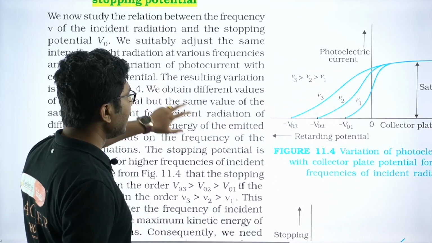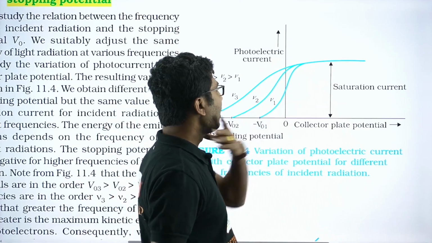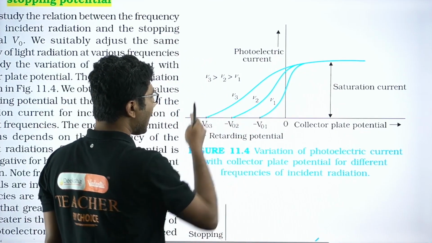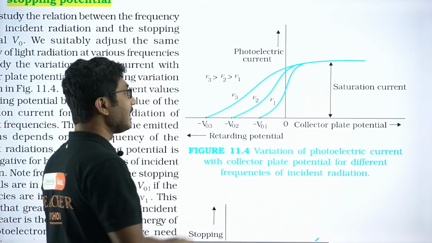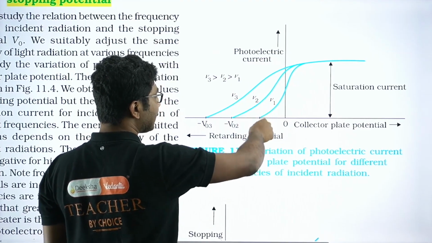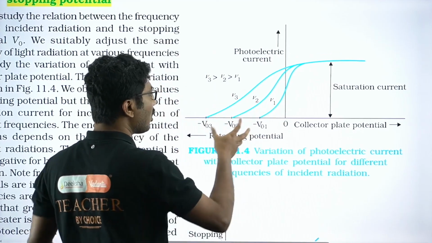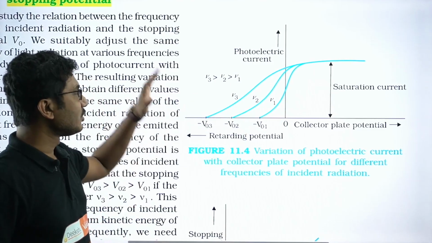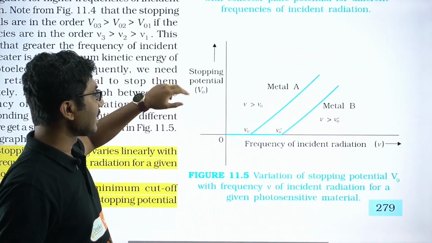So here different frequencies are used with the same intensity. The intensity of the light is the same, but the frequencies of the lights are different. As you can see, the higher the frequency, the higher the stopping potential, meaning a more negative stopping potential is needed. Here nu 1 is the smallest frequency, nu 01. Now as you increase the frequency, the higher the frequency, the more stopping potential is required to stop the electron. This is very interesting. So stopping potential depends on the frequency and not on the intensity. These are all the things that classical physics was not able to explain.